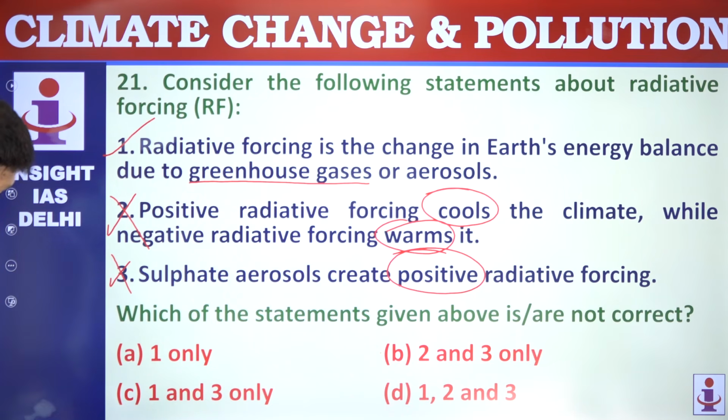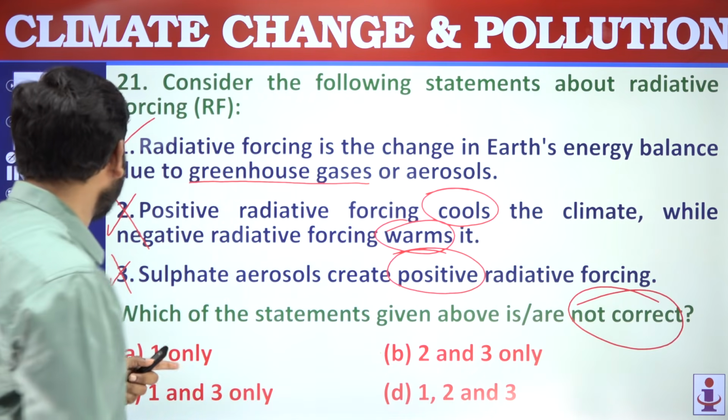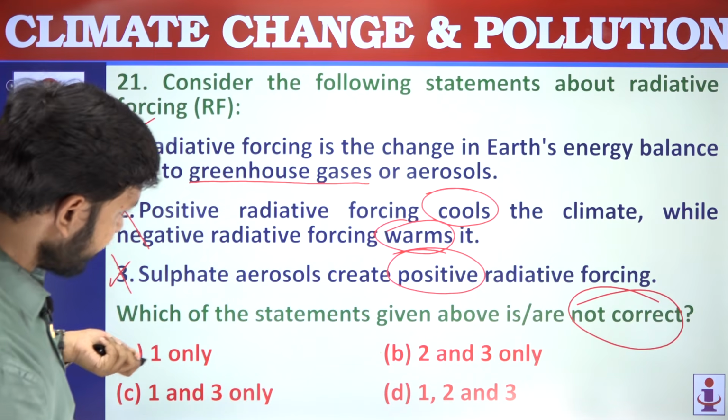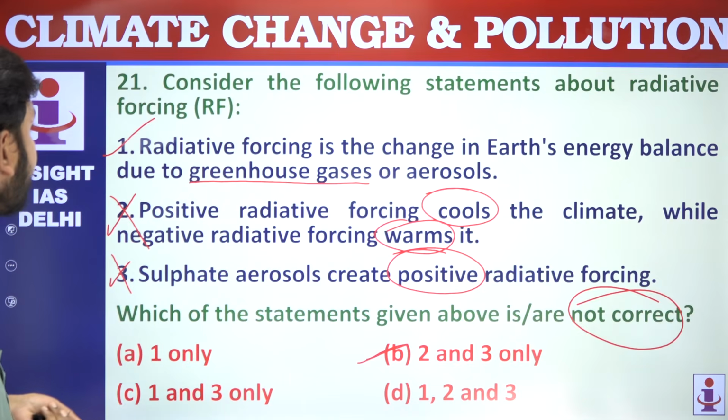So only one is correct, and the second and third are wrong. What they are asking is, which of the following are not correct? Not correct means 2 and 3 are not correct. So 2 and 3 are there in our option B. So option B is the right answer. Let's go to the next one.